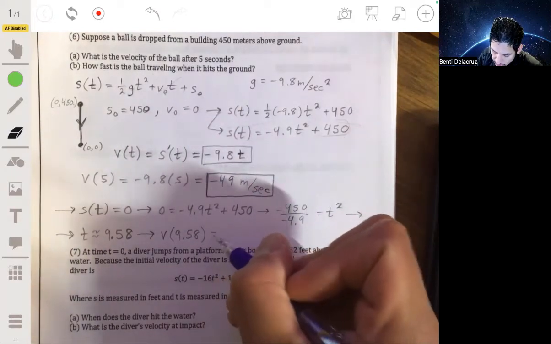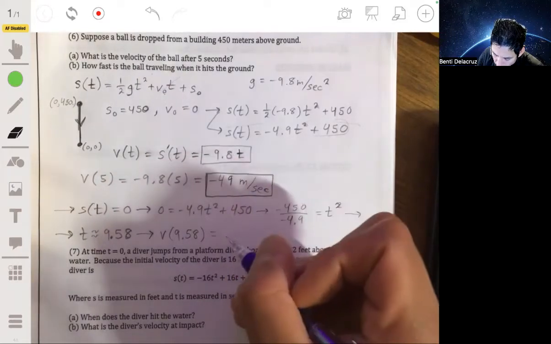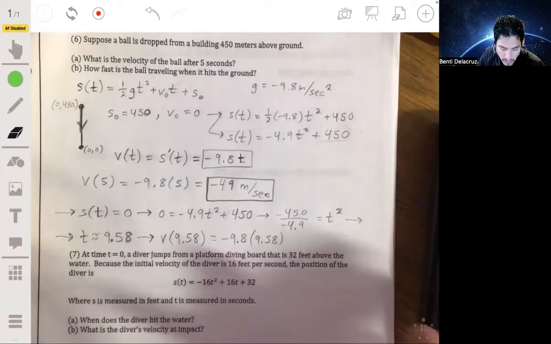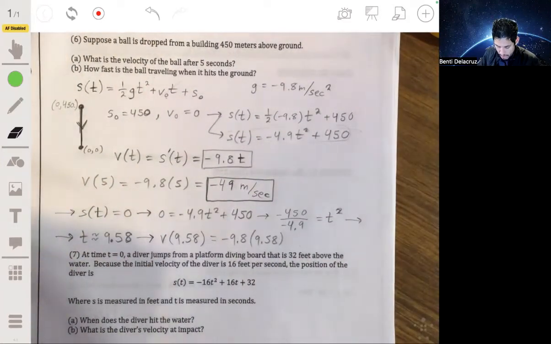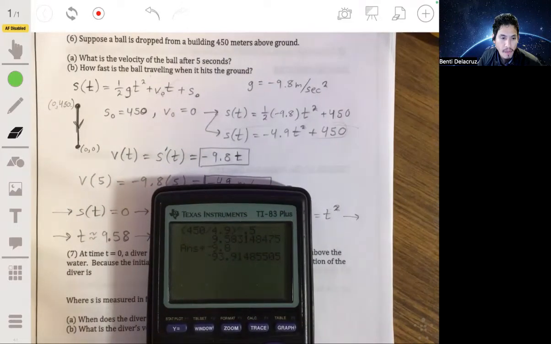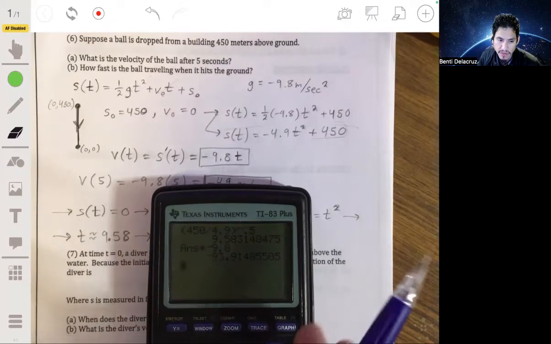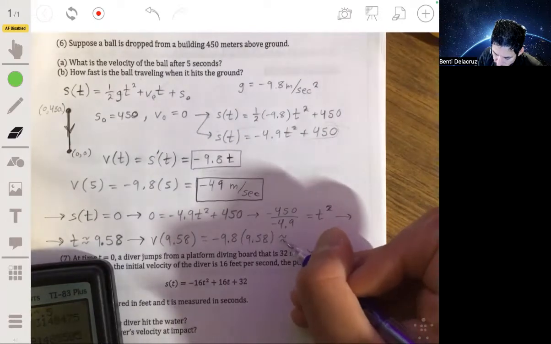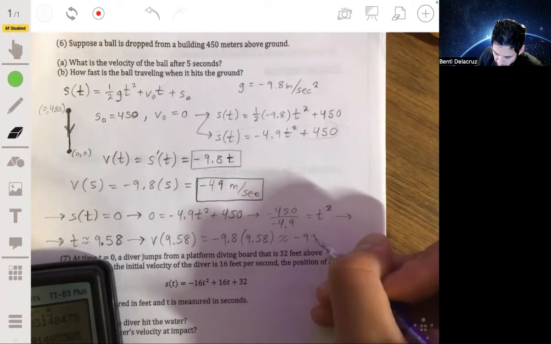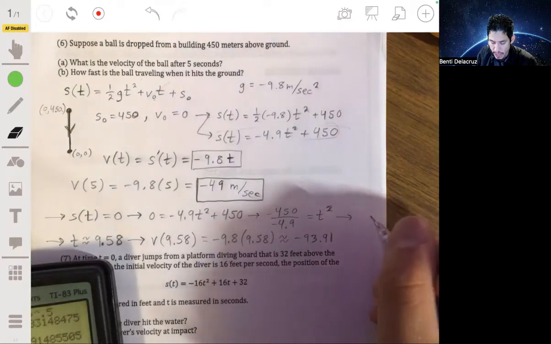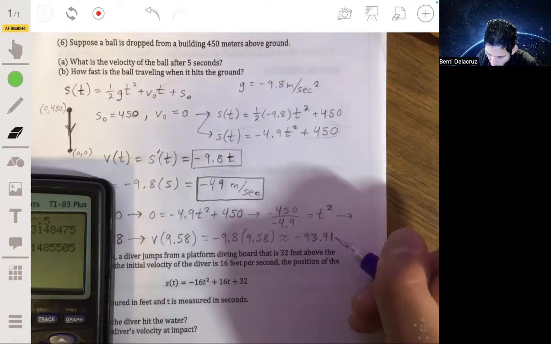So then we just plug this 9.58 into this equation. Negative 9.8 times 9.58. And we'll get about negative 93.9. Again, you may get a little different if you round it, if you round your answer to like 9.58, but this will be a close enough answer. So about negative 93.91 meters per second.